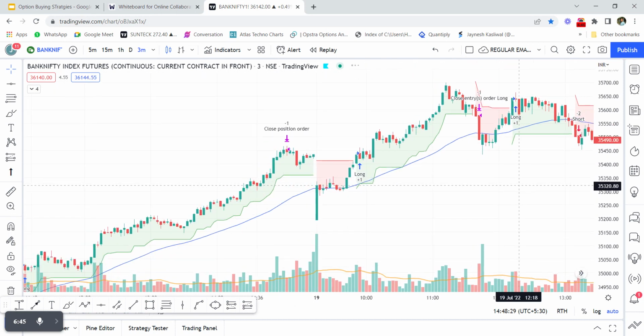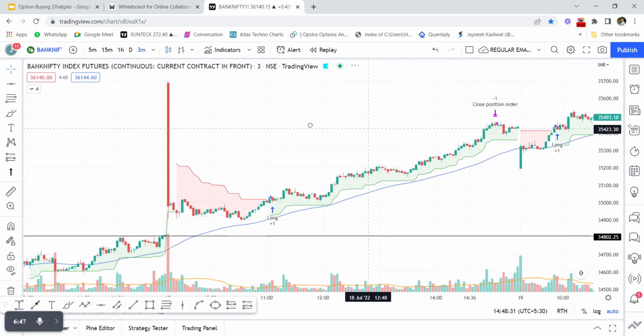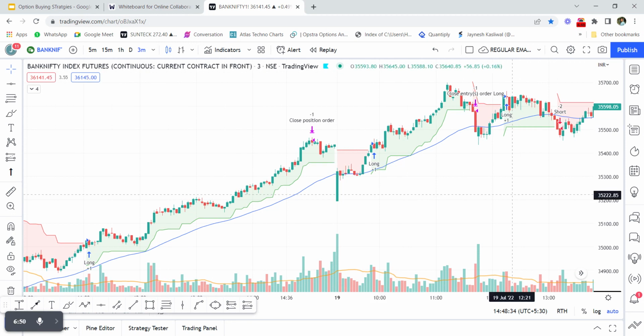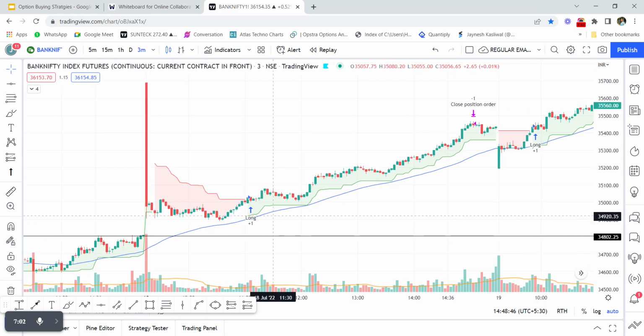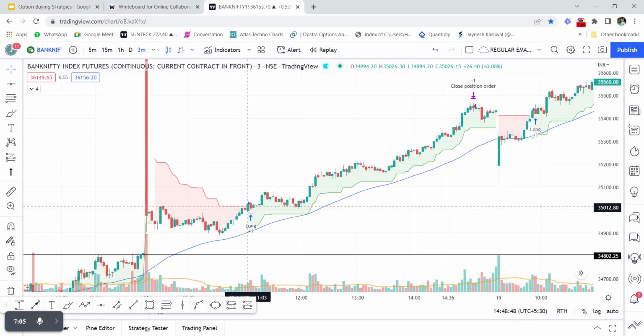So the problem with this strategy basically is that during sideways market it could give you a lot of signals, and we are trying to figure out, using more strategies or more optimization, how we can filter out these false signals. Right now, as you can see here, we have got a bank nifty buy signal from the indicator also, and then we got a good rally of around 500 points, right? So you can directly follow this indicator for generating the buy and sell signal.